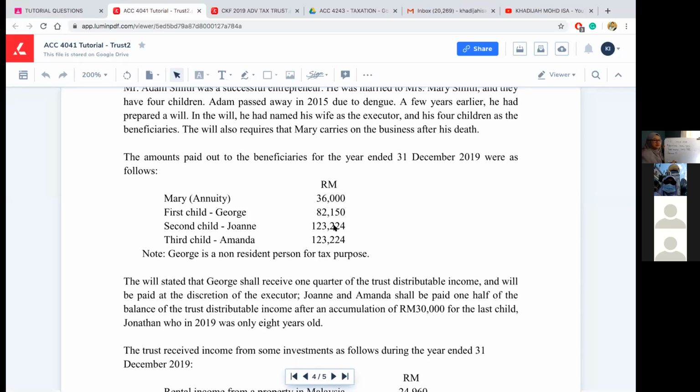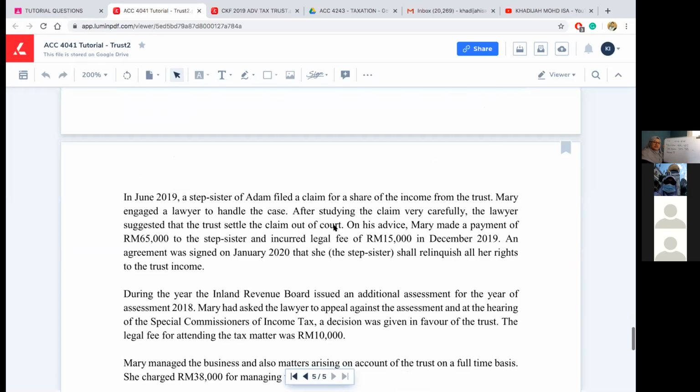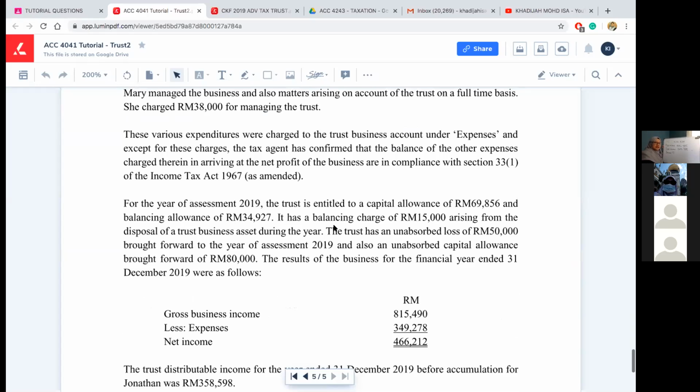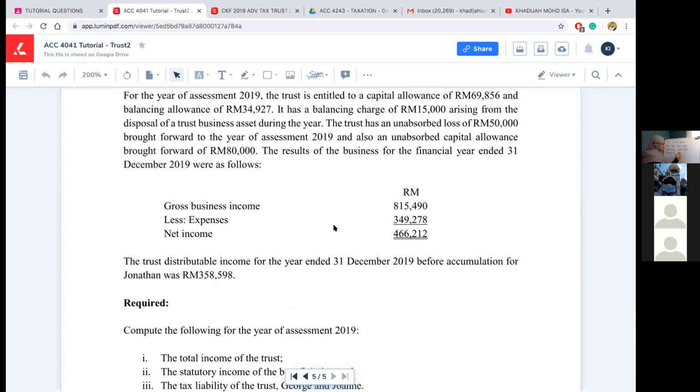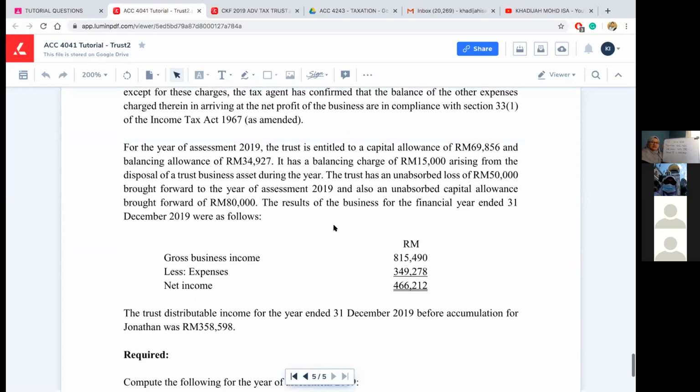Okay. Next, what is your deemed total income? What do you mean by deemed total income? Kenapa you kena kira deemed total income? Sebab ada accumulation. Yes. Tapi to compute that, you must get the distributable income. Distributable income is given, so you don't have to compute that. It was given to you how much? 358,598.